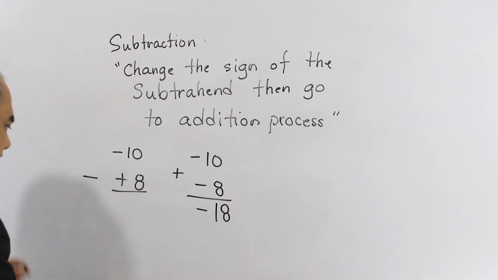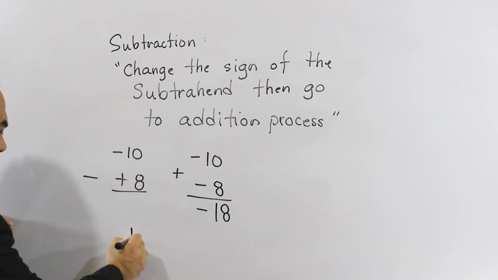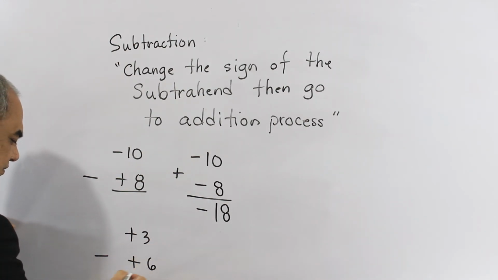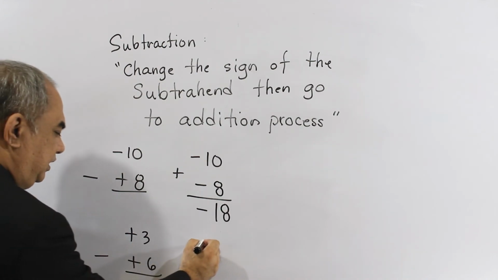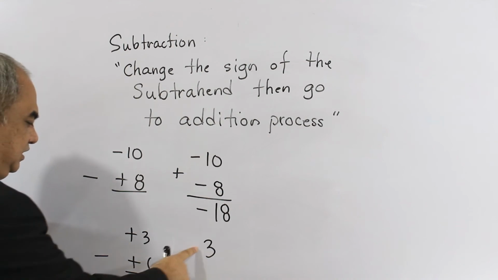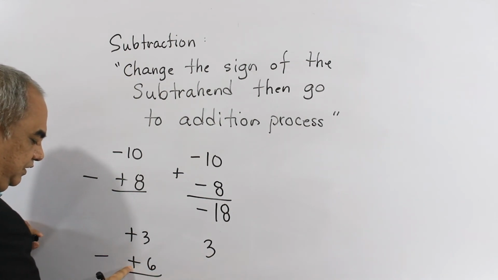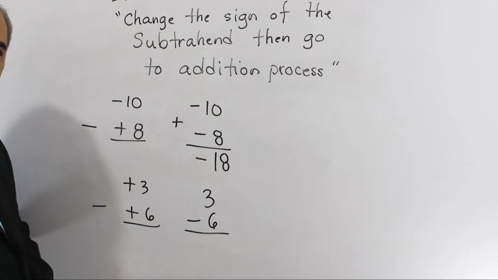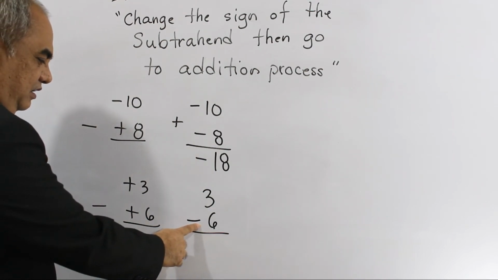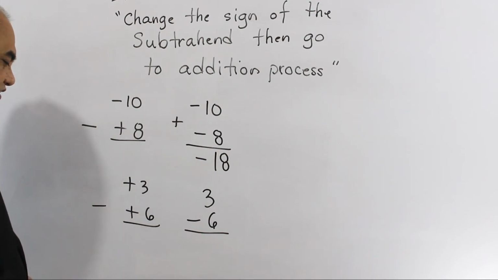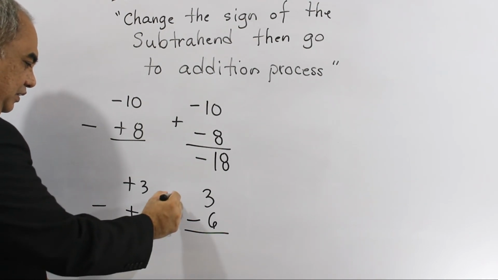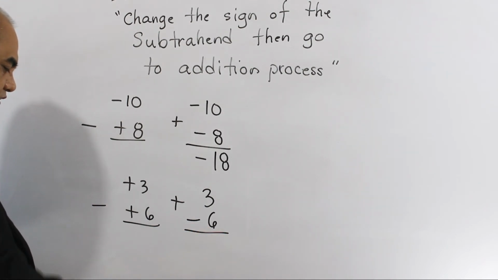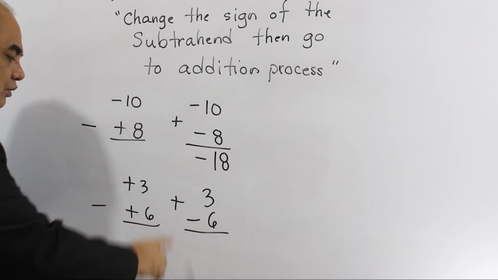Let's have one more example. What if we have positive 3 minus positive, say, 6. Again, we copy the positive 3 with or without sign because it's positive. And then we reverse the sign of the subtrahend from positive 6, it becomes now negative 6. After changing the sign of our subtrahend, we also change the operation from subtraction to addition.